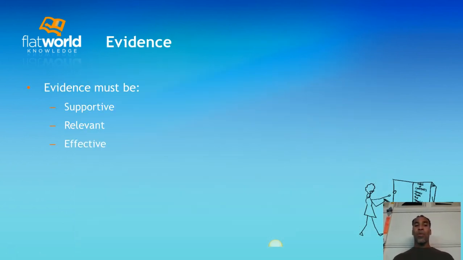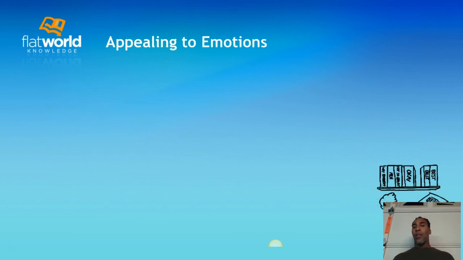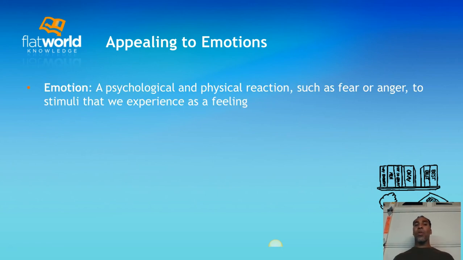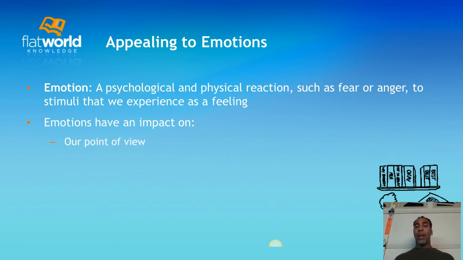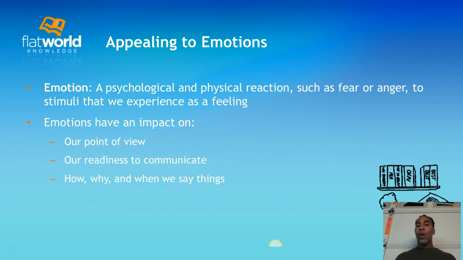Evidence must be supportive, relevant, and effective. You have evidence. It needs to be those things, or else it'll get stricken from the record if you're in a court case. Appealing to emotions. Emotion is a psychological and physical reaction, such as fear or anger, to stimuli that we experience as a feeling. Emotions have an impact on everything: our point of view, our readiness to communicate, how, why, and when we say things. How we hear and what we hear. If we have selective hearing, I only want to hear the things that I want to hear, that can have an impact on what you hear.